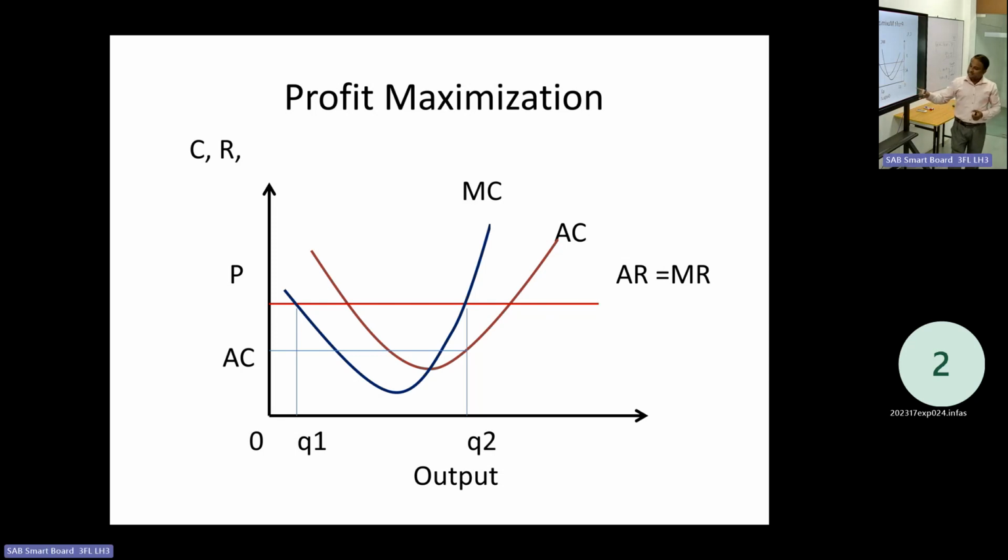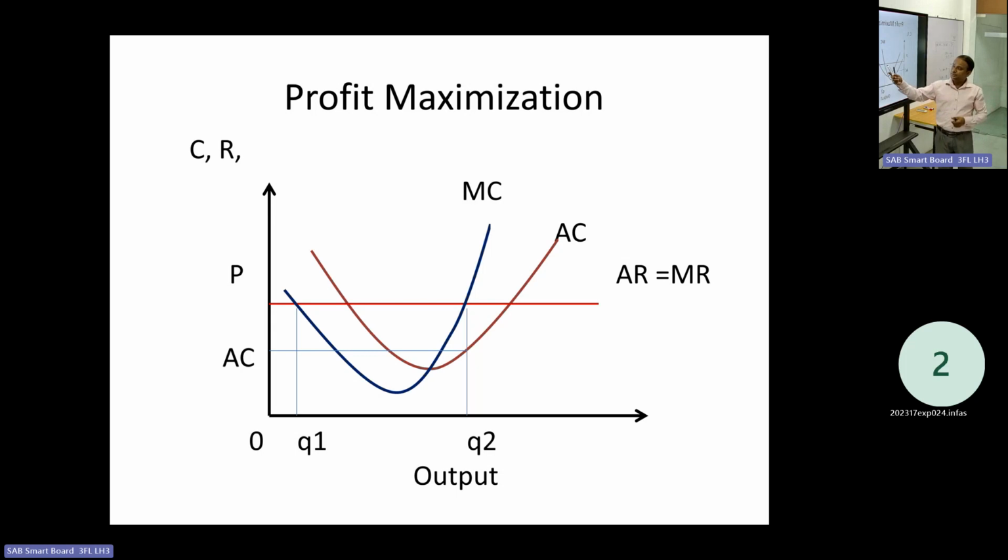Another reason is that, compared to Q2, Q1 is the lower output level, so there is a possibility to increase the output further. Therefore, Q1 is not the profit maximizing output level.